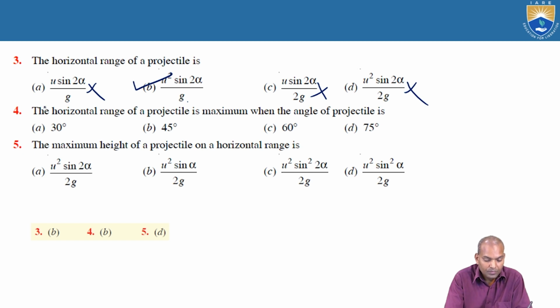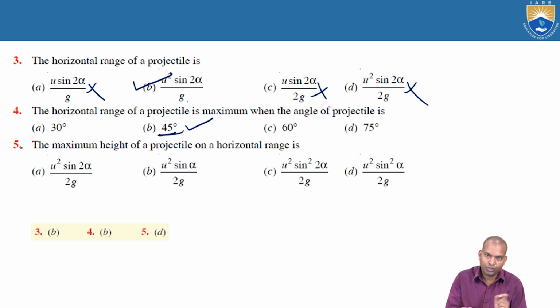Now, the next one is the horizontal range. The horizontal range of a projectile is maximum when the angle of projection is: option A 30 degrees, option B 45, option C 60 degrees and option D 75 degrees. So the maximum range takes place at 45 degrees.